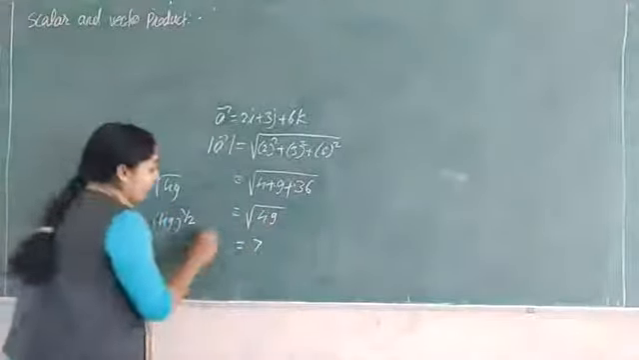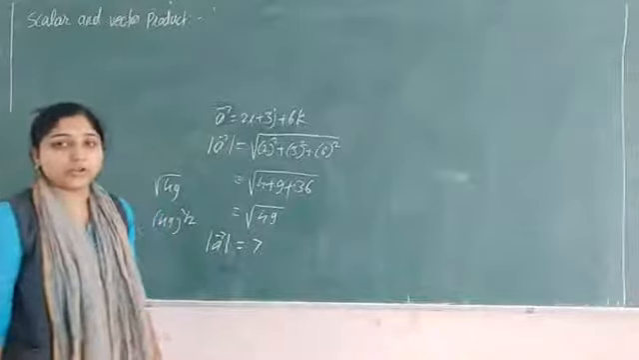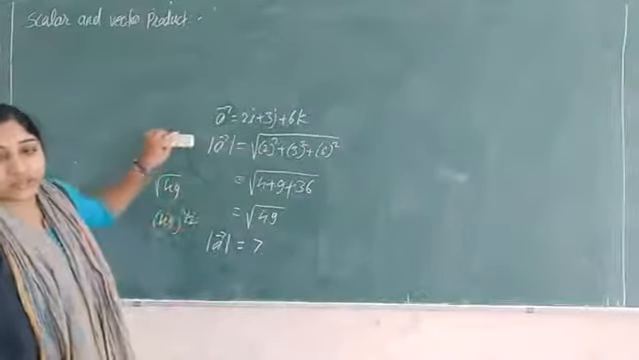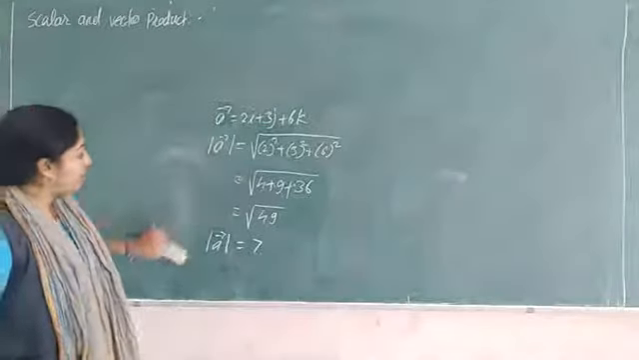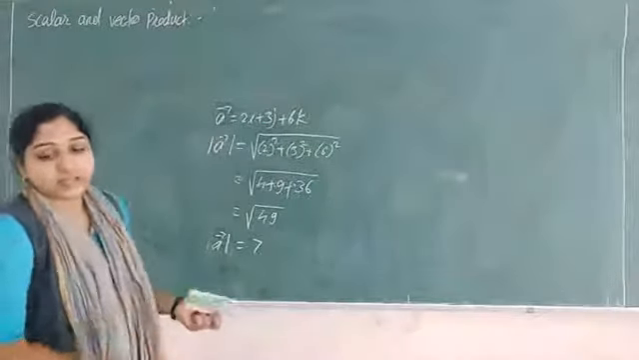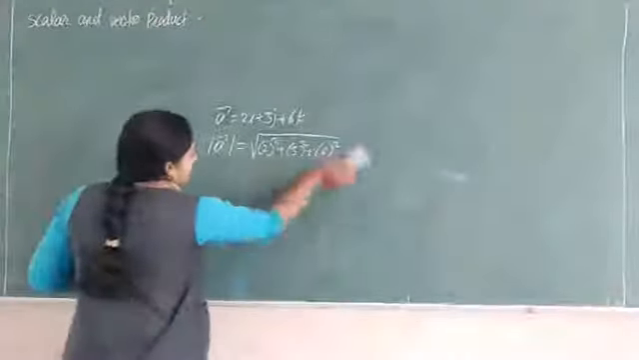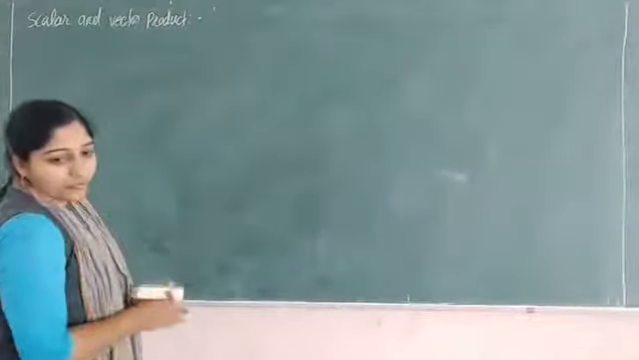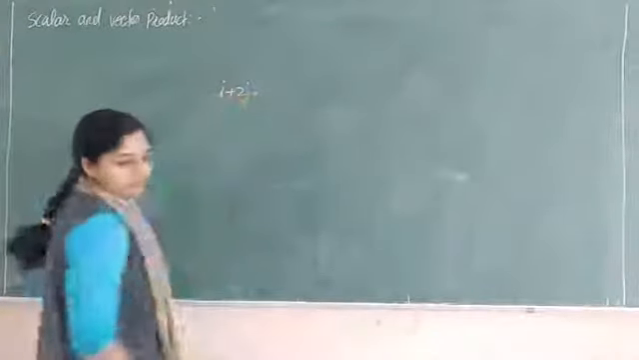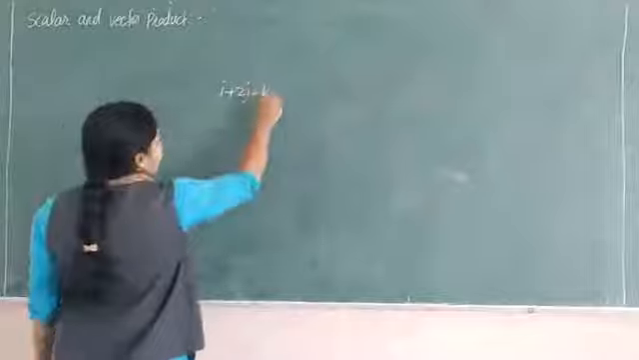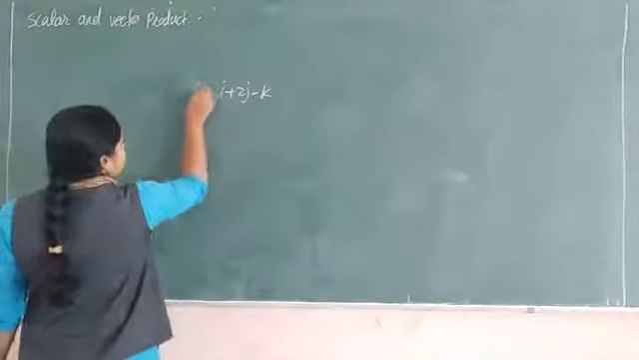And this is the value of modulus of A. So this is the method to find the modulus of the vector. They can give any example, such as: find the modulus of this vector. This is one example. Similarly, we have the next one: find the modulus of i plus 2j minus k. Let us take this as the given vector.